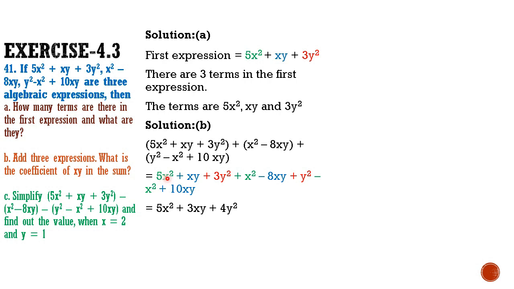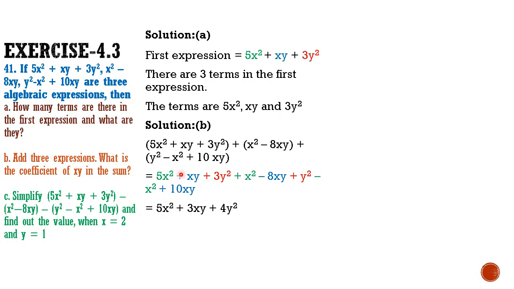Now we will put the same terms together. So 5x square plus x square minus x square. As you can see, my dear students, plus x square minus x square, they will be deducted with each other. That's why it will be 0 and the rest of the thing is 5x square. So we get 5x square.